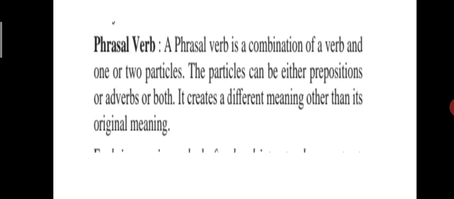Next, he threw away the ball. She looked after her child. Those are examples of transitive phrasal verbs. Next, an intransitive phrasal verb does not require an object in the sentence to complete the meaning. Remember how a transitive phrasal verb requires an object. You can't say they will sort out. It doesn't have any meaning. But you have to say they will sort out the problem.